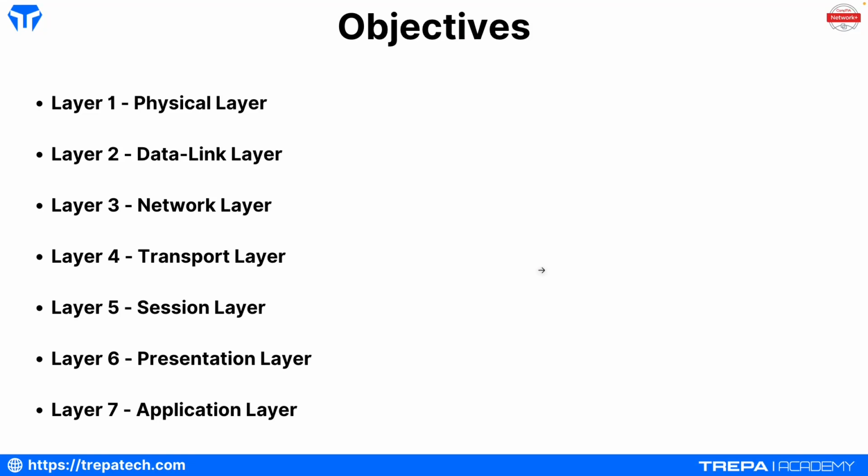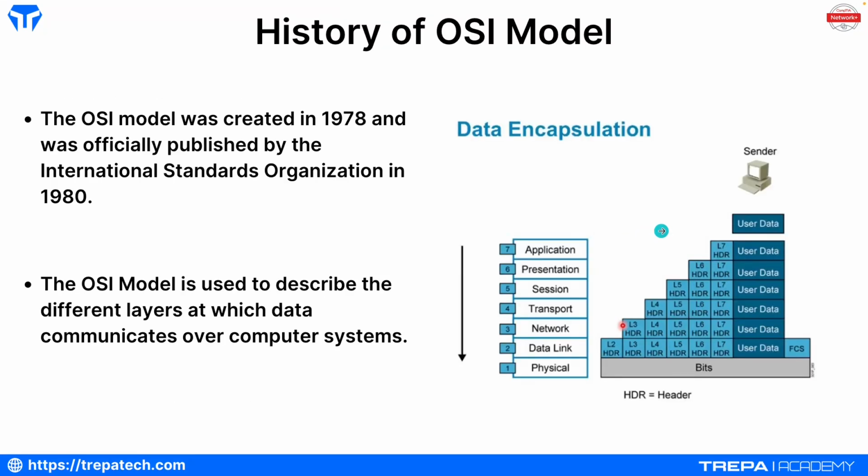So here's the objectives for Domain 1.1. Layer 1 is going to be the physical layer, Layer 2, data link, Layer 3, network, and we're going over the OSI model here. Layer 4, transport, Layer 5, session layer, Layer 6, presentation, and Layer 7, the application layer. So this whole subdomain in our network objective, Domain 1, is going to start off going to the OSI model.